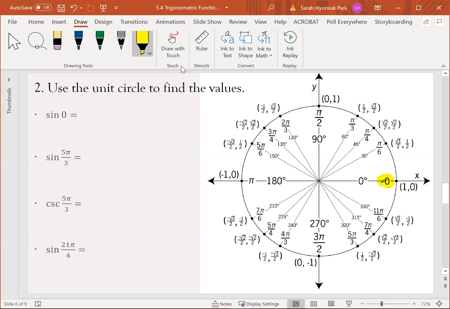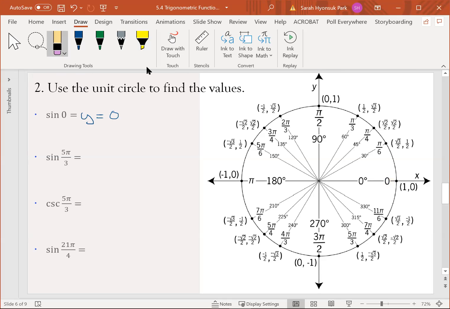And with sine, remember that this is equal to the y value. So I'm going to see what is the y value at 0 radians? Well, it's 0. The y value is 0. So the sine of 0 is just 0. Let's focus on sine of 5 pi over 3.